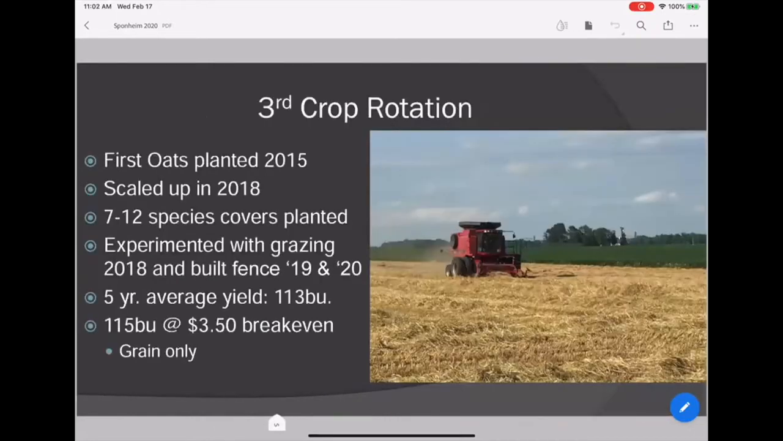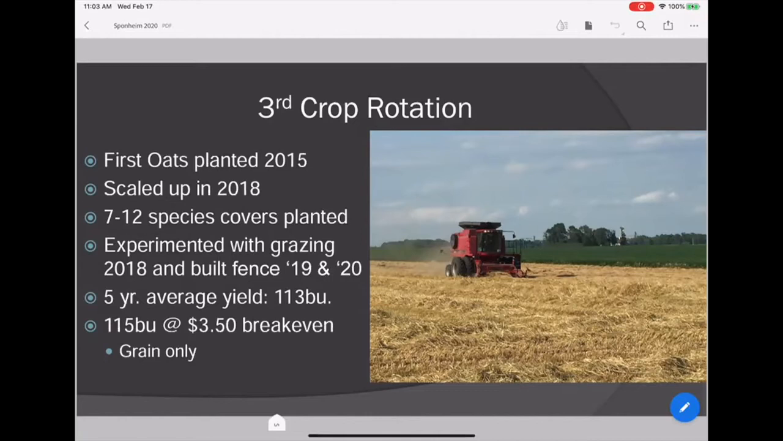So the third crop rotation, specifically with oats, we first planted oats in 2015 and scaled up in 2018. I like to plant 7 to 12 species of covers following those small grains. And once I'm paying for it all on my own, I may start to simplify that some, but we've been playing with these big cocktails for now because we're getting some money for planting the cover crops to play with it. So let's learn something while we're getting that money. And then when the money runs out, well, then let's figure out what worked and stick with it.